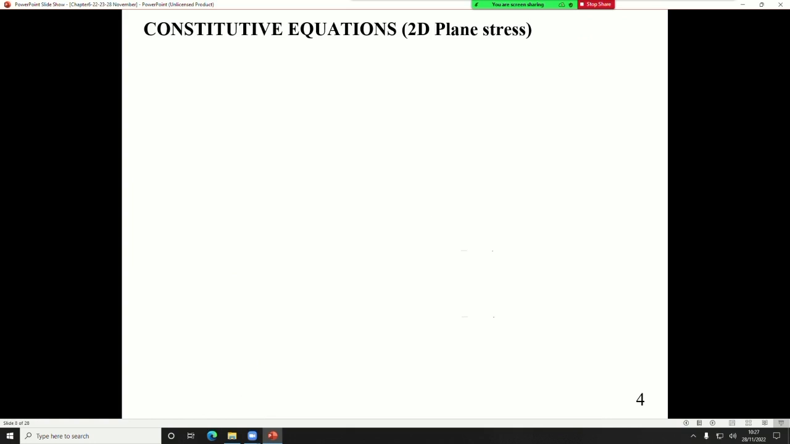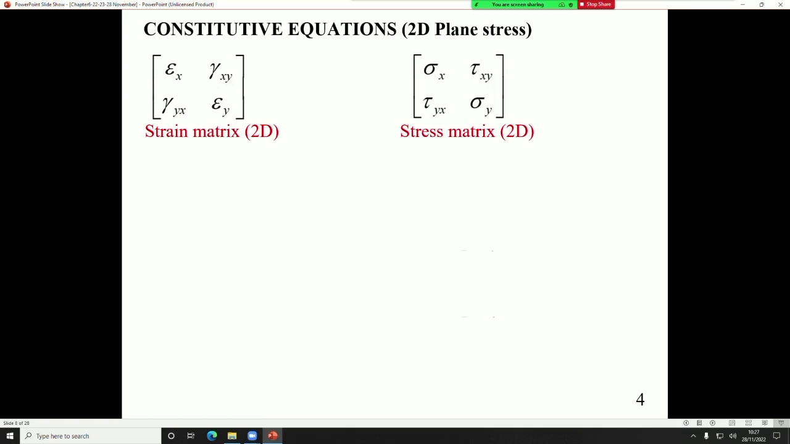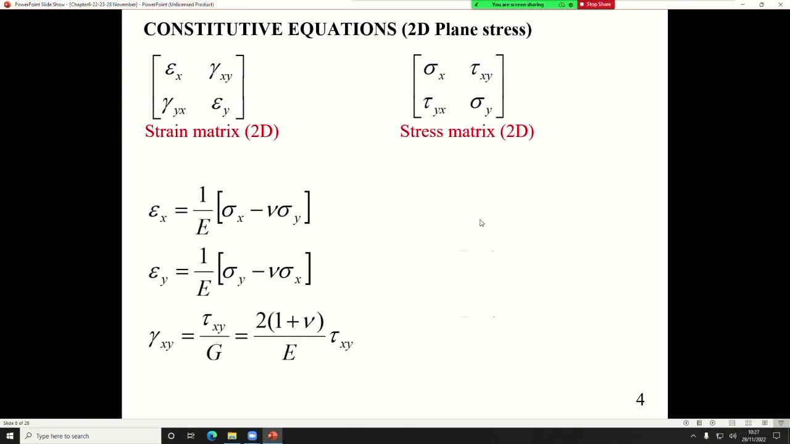So we move on to slide number 4. This is a two-dimensional strain matrix. As you can see, we've got two normal strains and one shear, where gamma xy and gamma yx are the same. This is the stress matrix. Based on the equations I showed you earlier, we can write these three constitutive equations, or stress-strain relations, relating the strain components to stress components for planar stress problems.